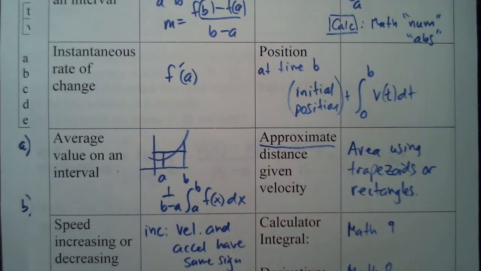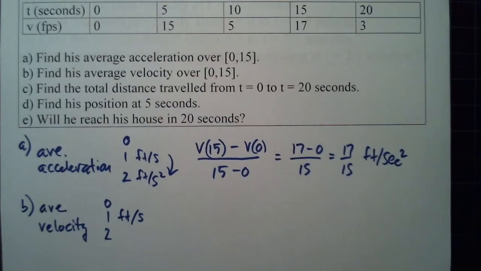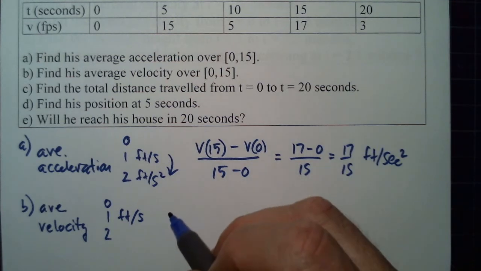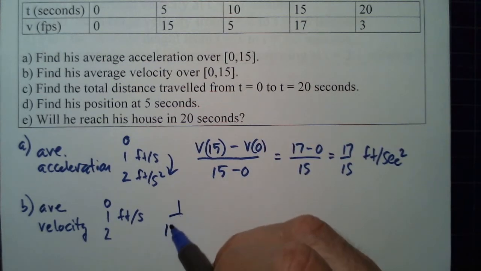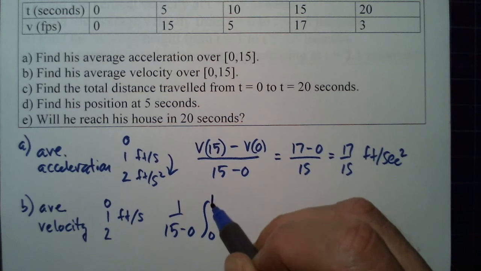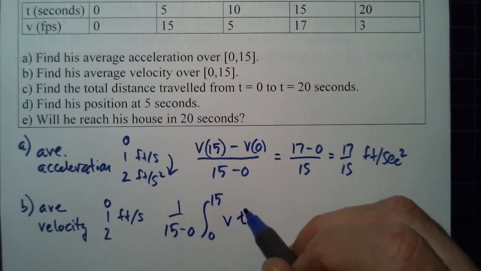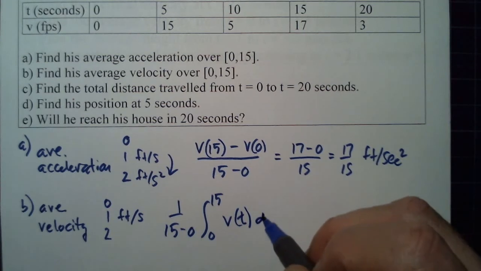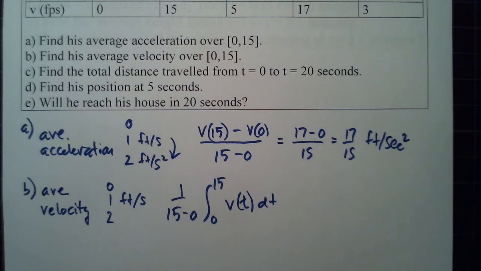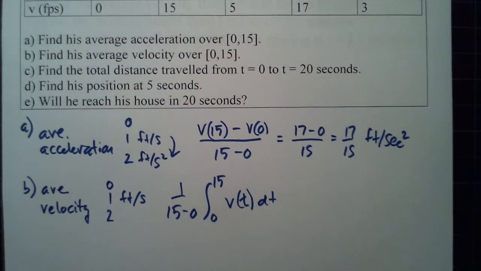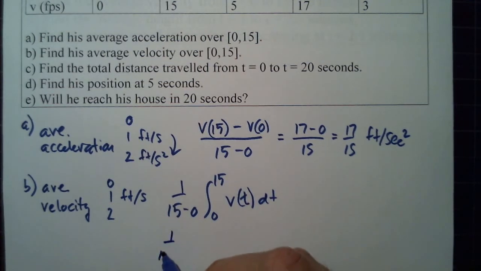We're going to use this formula, and we have to do 0 to 15, so that's going to be 1 over 15 minus 0, from 0 to 15, of velocity. We don't have a velocity function, so let's use trapezoids. It didn't specify, we'll just use trapezoids instead of rectangles. And that means we're going to have 1 over 15, and then we have to find areas.